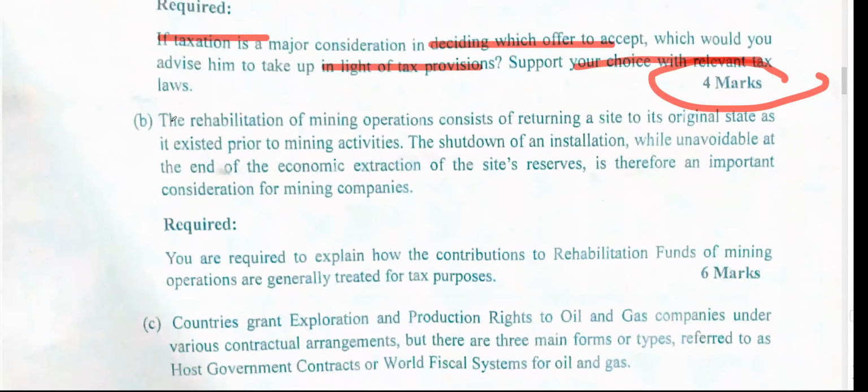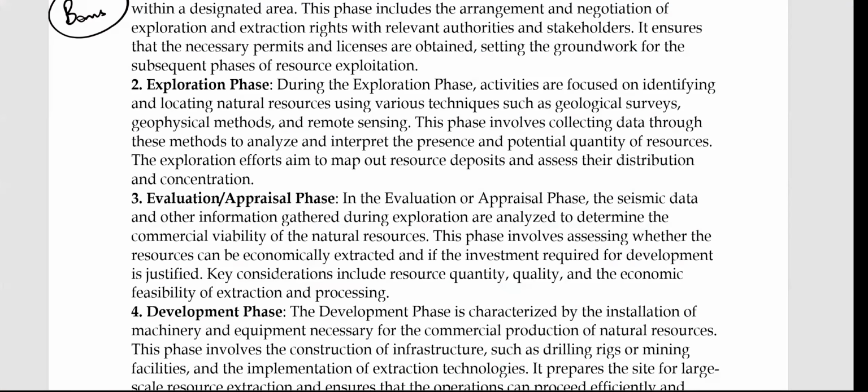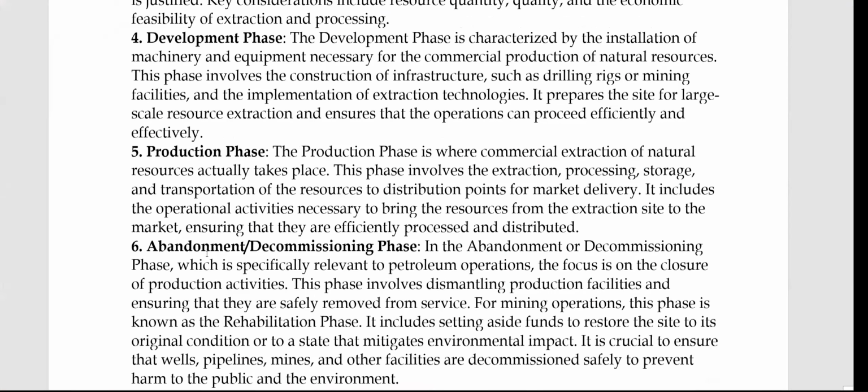Now, the rehabilitation. Which part of the life cycle can we find rehabilitation? The last but one: decommissioning or abandonment of field, or relinquishment. It came as rehabilitation, which is for mining. We just read it, right? Let's go and see. I told you each part can be examined separately, Shadia.